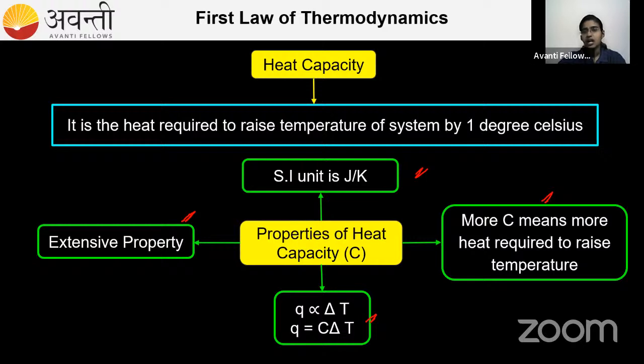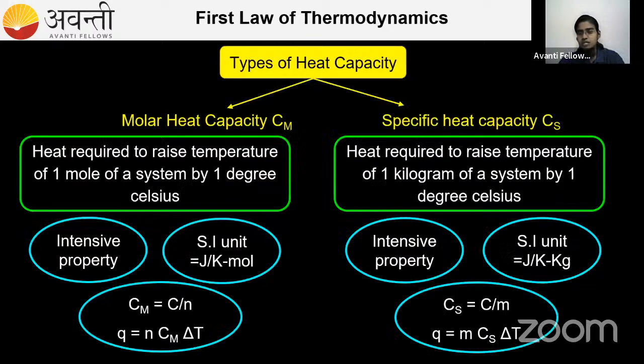Got it? And we have two types of heat capacity. One is molar heat capacity and the other one is specific heat capacity. If the heat is required to raise the temperature of 1 mole of a system by 1 degree Celsius, it is molar heat capacity. When the heat required to raise the temperature of 1 kilogram of the substance by 1 degree Celsius, it is called specific heat capacity. Both molar heat capacity as well as specific heat capacity are intensive properties.